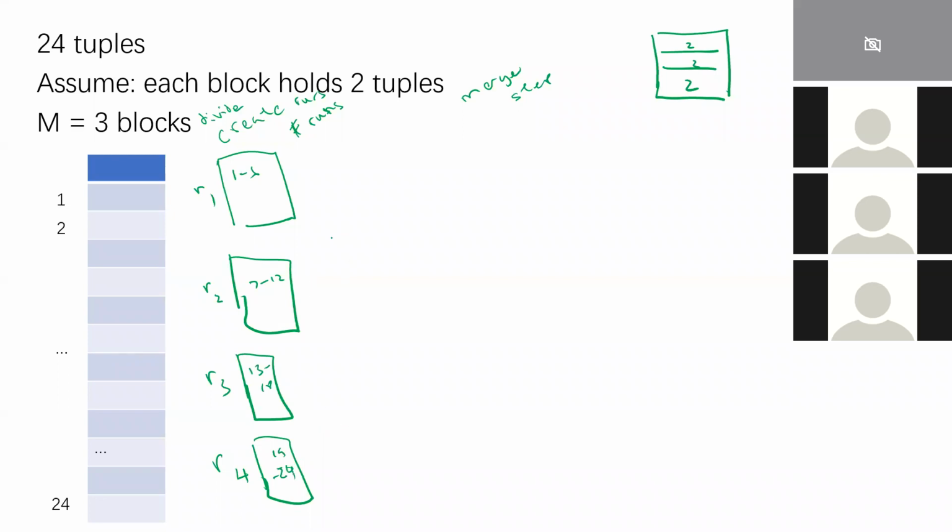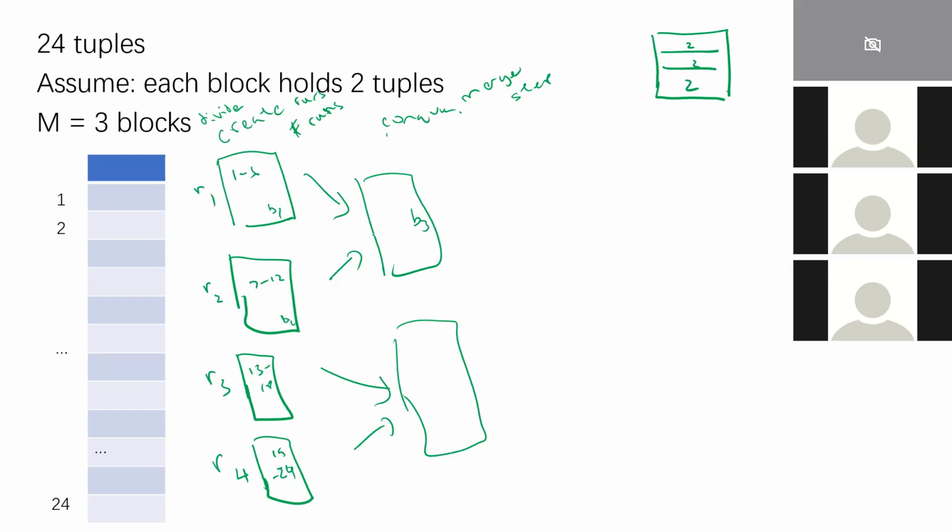After this, we have to do the merge step, or the conquer step. So we will have 3 blocks: block 1, block 2, and block 3 will be here. These two will be merged to this, and this will merge to here. So this will ultimately hold 1 to 12, 13 to 24.